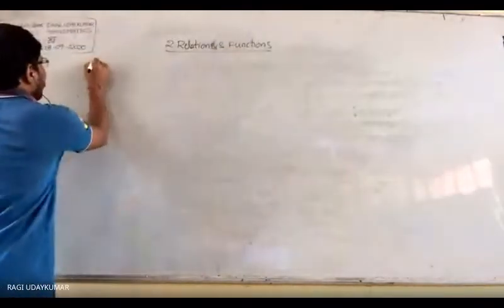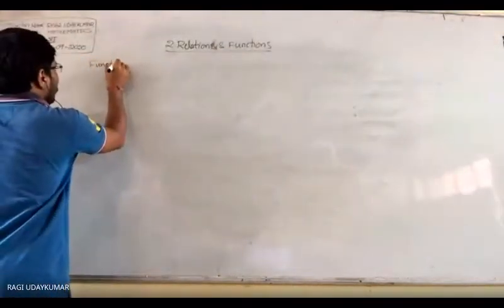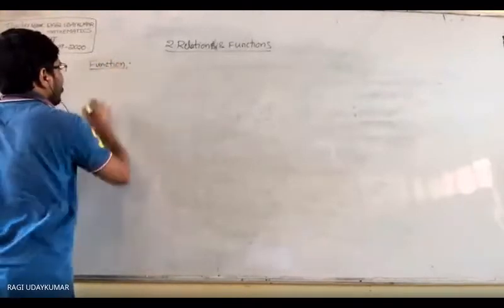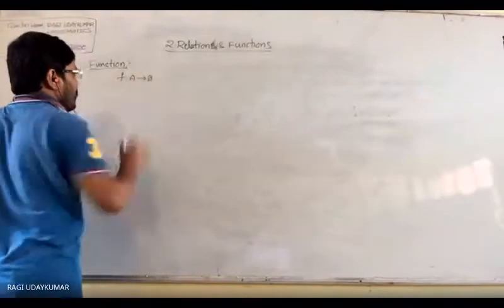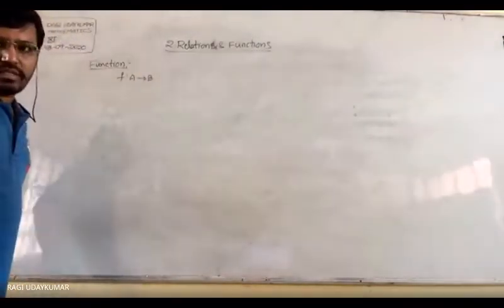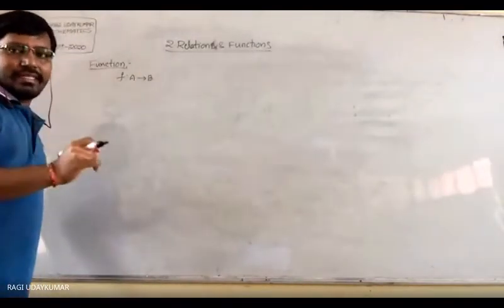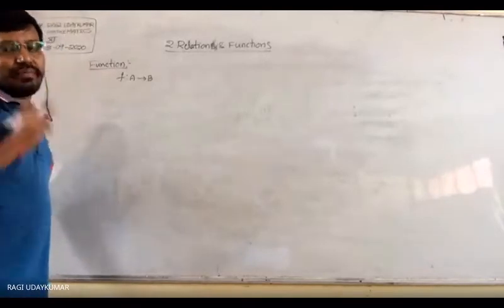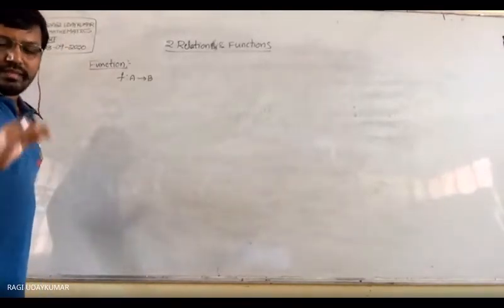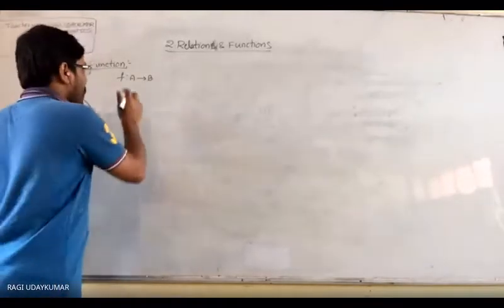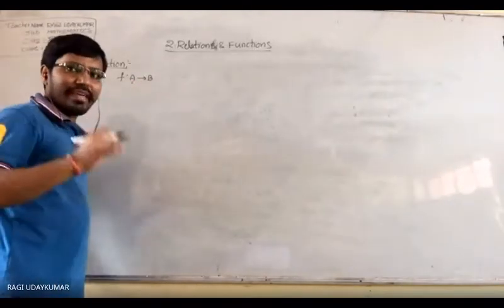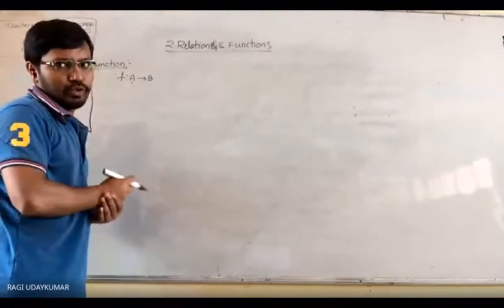So the definition of the function is that if f is a relation from A to B, it is said to be a function if every element of A has a unique image in B. The simple thing is the diagrammatical representation: when every element of A, whatever elements are there in A, all should be used.